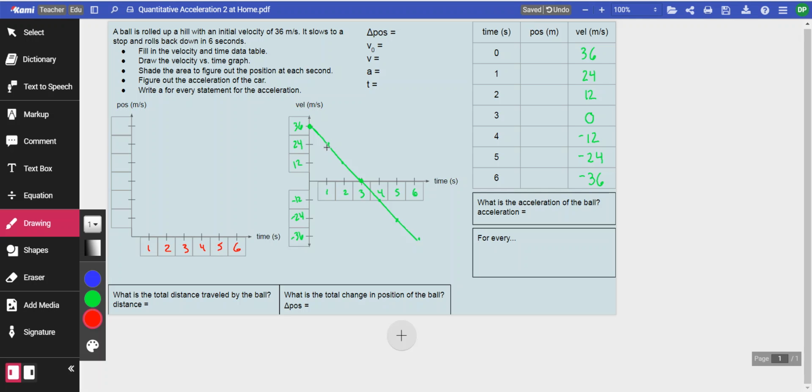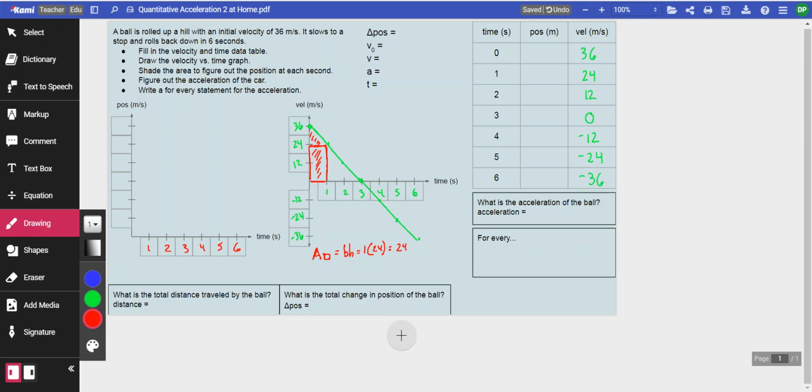Well, the thing that we know is that the area is equal to the change in the position. So I'm going to find the area of this rectangle, and I'm going to find the area of this triangle, and we're going to go from there. So the area of this rectangle right here: area of the rectangle is equal to base times height. The base is 1. The height is 24. So that's equal to 24.